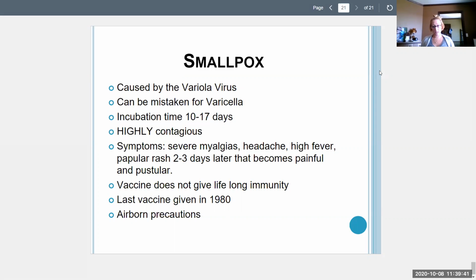So there is a vaccine still available out there. Smallpox does still exist. It's just people are not routinely vaccinated for it anymore since it had been practically eradicated, but it is not. So if such a situation would arise, they would start vaccinating people again. And it is airborne precautions because it can be spread through the air and is very, very highly contagious. All right.